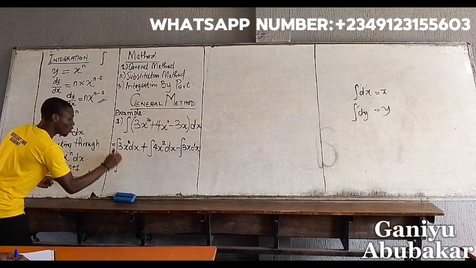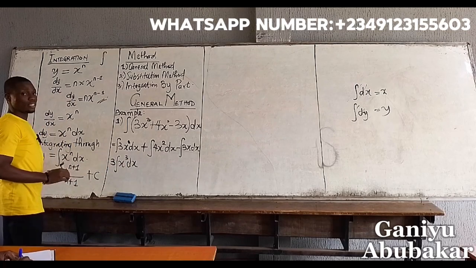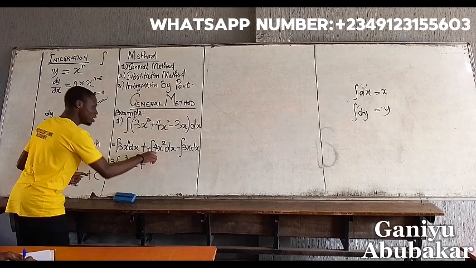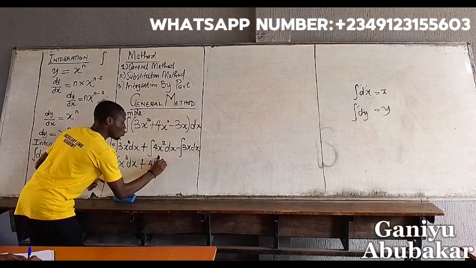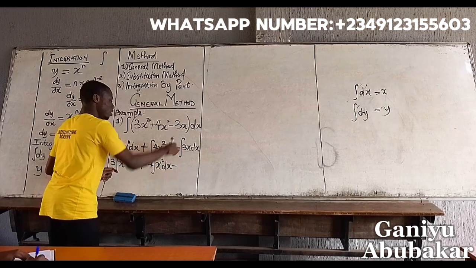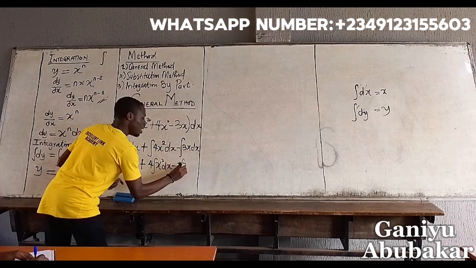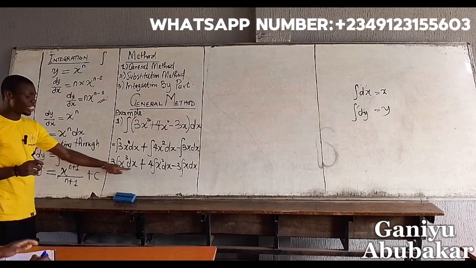Next up, integral of x cubed dx. Take it outside. Next up, plus 4, a constant term, integral of x squared dx. Similarly, minus 3 integral of x dx.